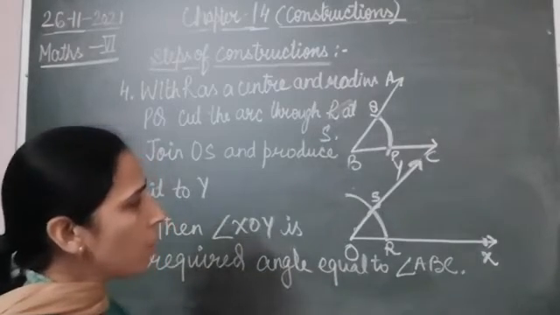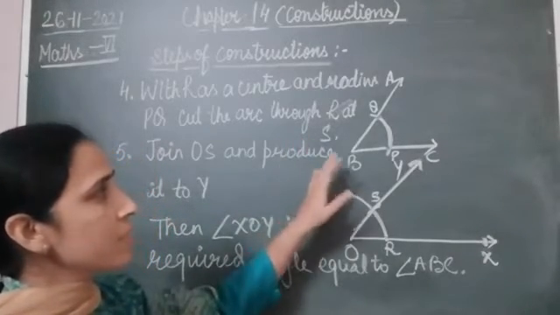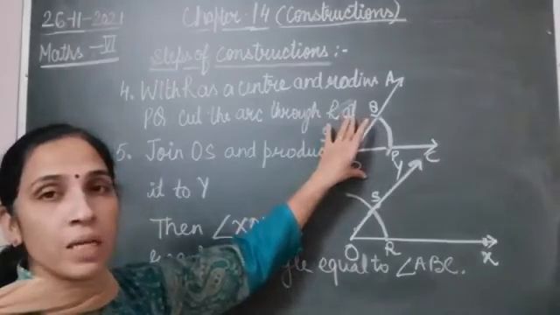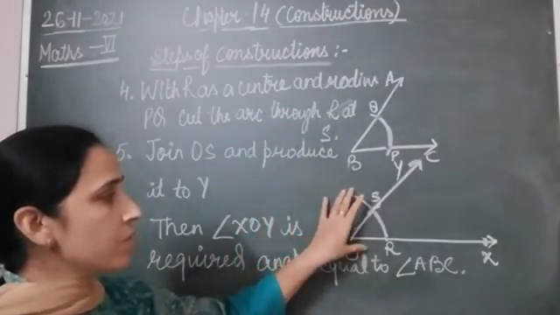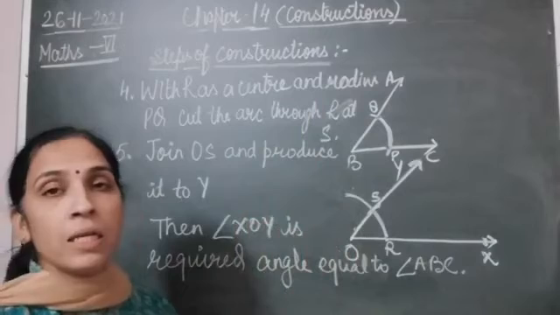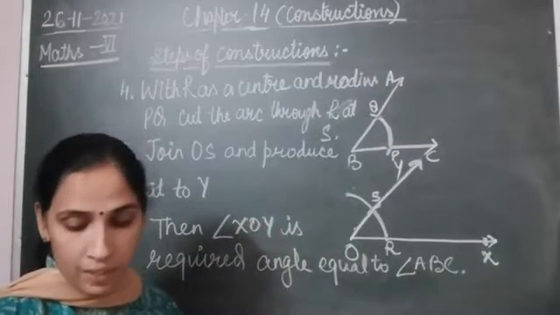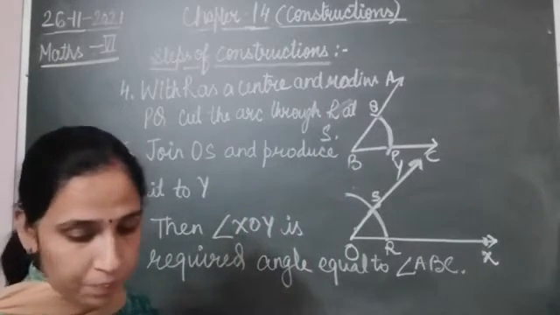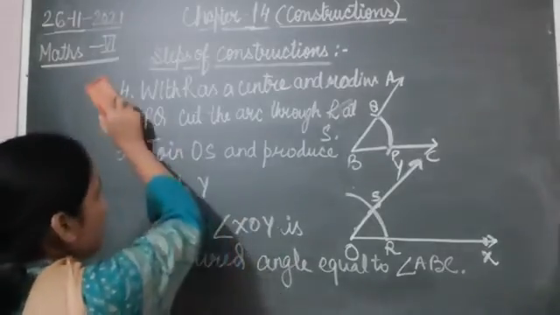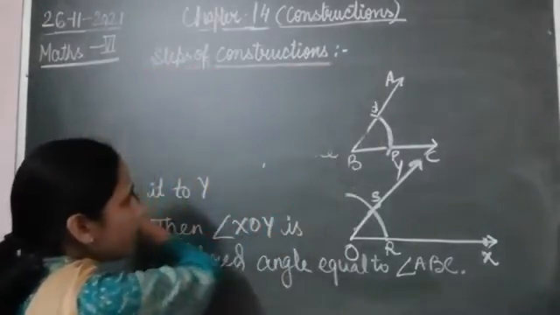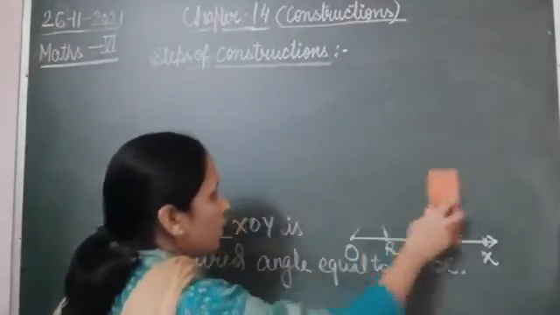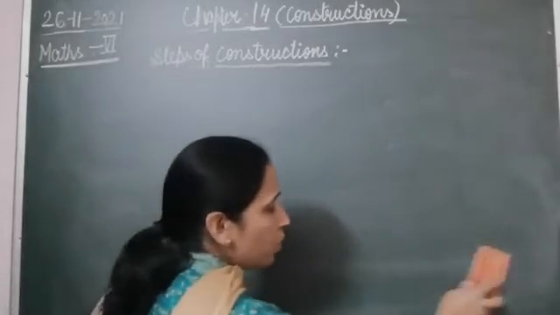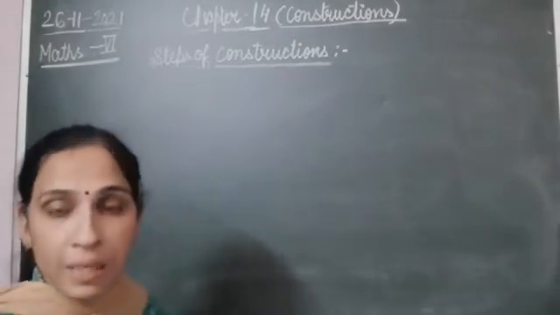Now how can you verify this? You can measure this angle as well as measure that angle. You will find that the measure of both the angles will be the same. So that is used for confirmation. Yes, the measurement of both the angles is the same.